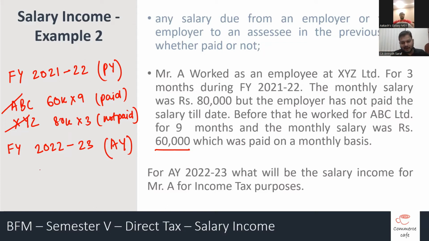Are these both examples from the same point? Yes, the first point only. So 5,40,000 plus 2,40,000. This will be the total income under the head salary. Clear? Yes, sir. Okay.